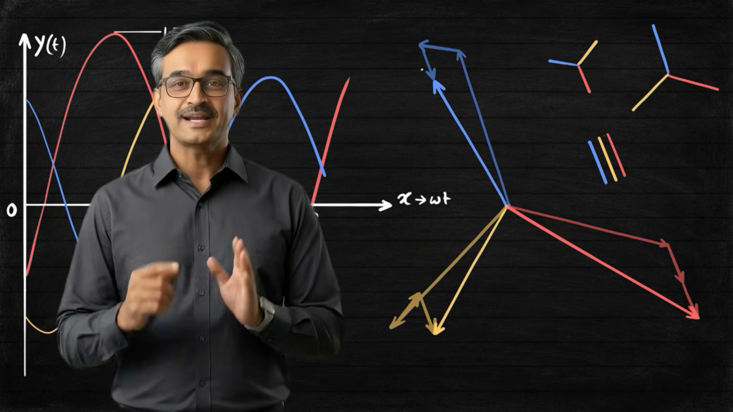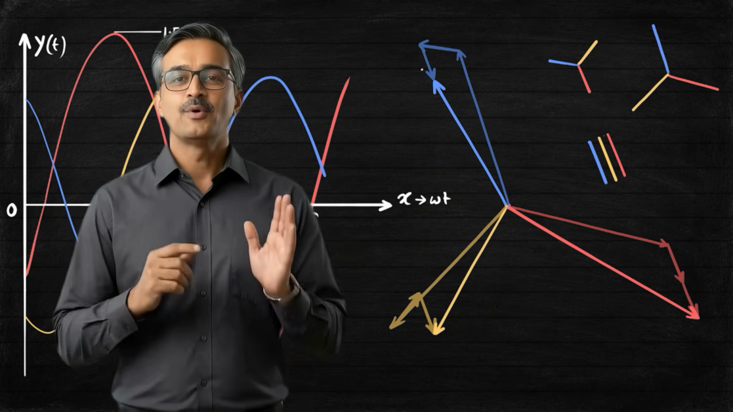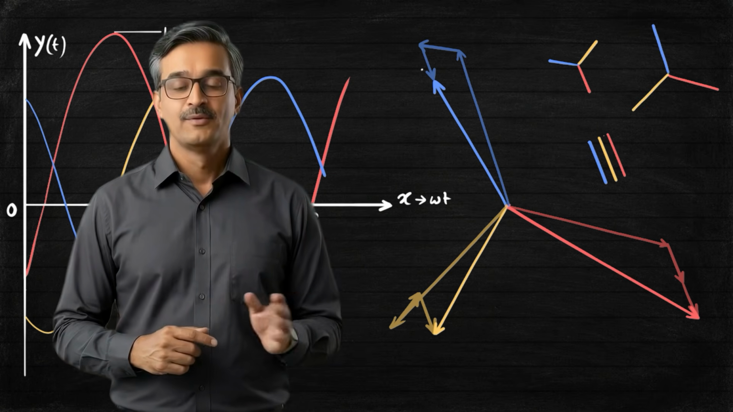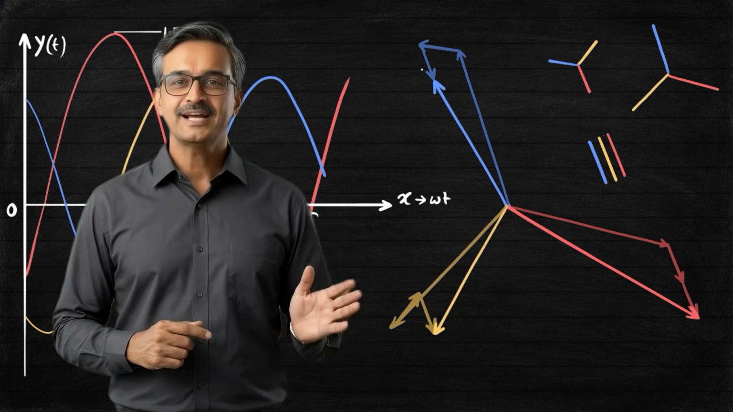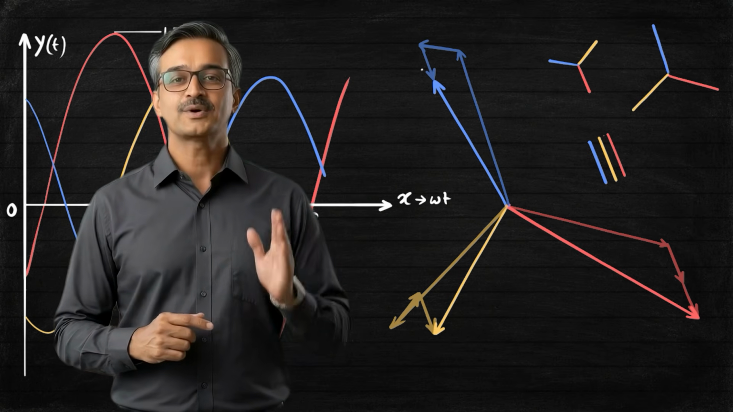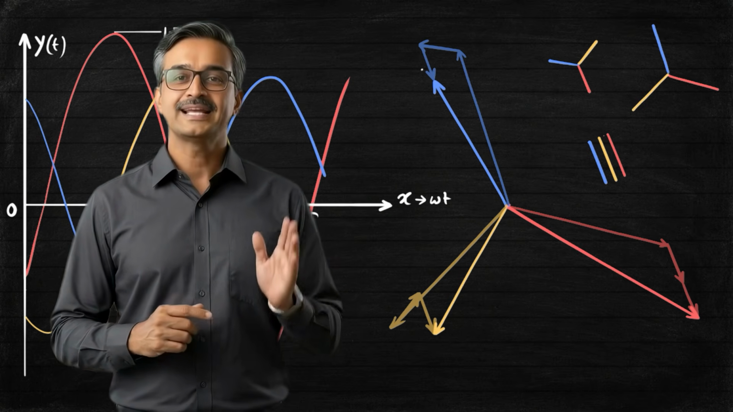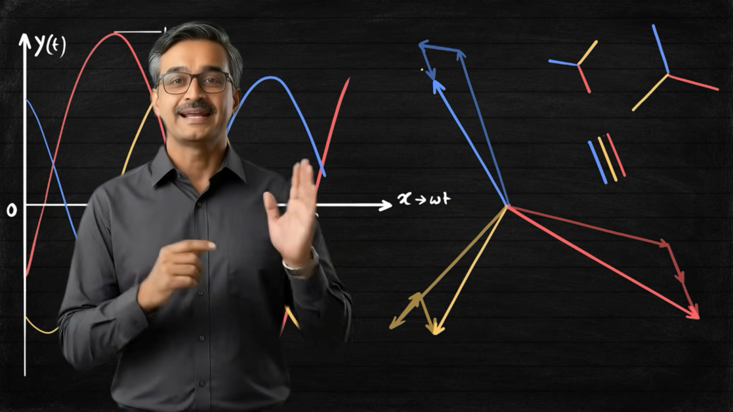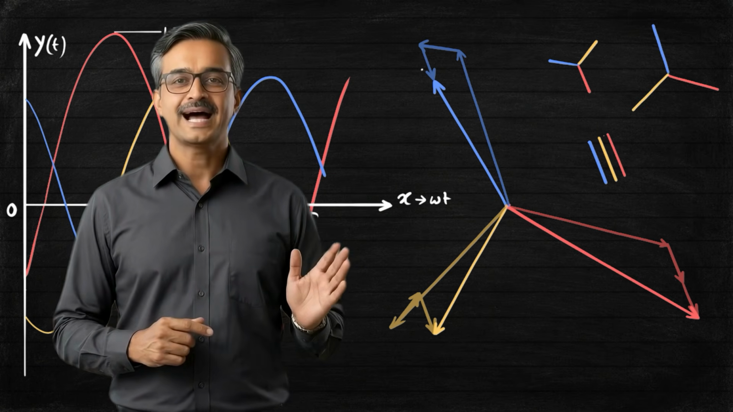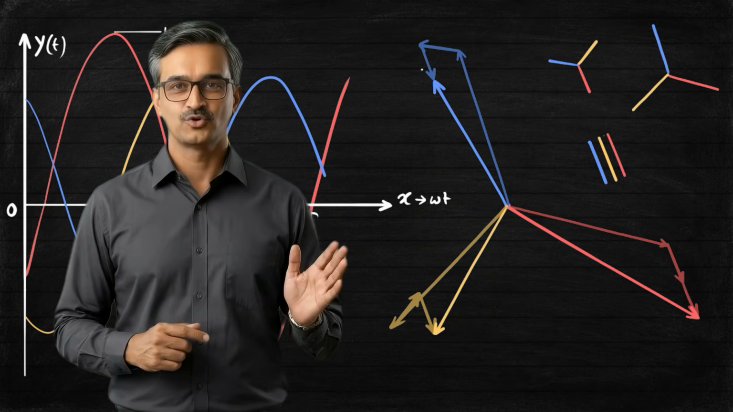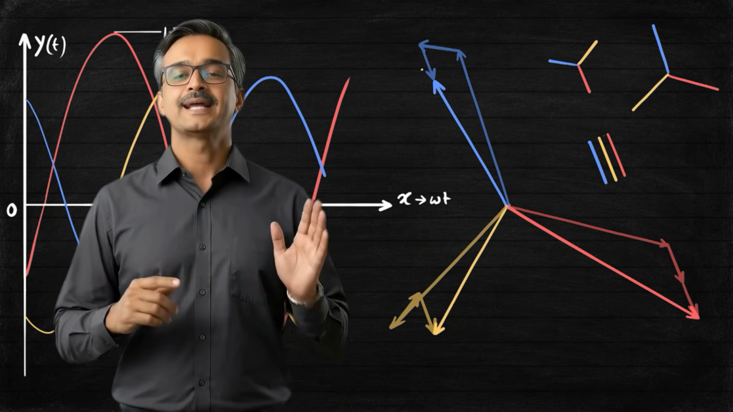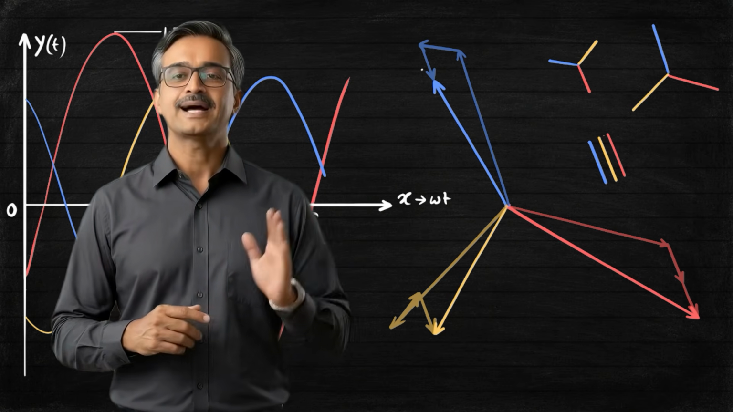Similarly, if we put an ammeter in the yellow phase, it will measure the actual yellow phase current. And that current is the vector sum of the positive sequence yellow phase current, the negative sequence yellow phase current, and the zero sequence yellow phase current. In the same way, the actual blue phase current in the blue phase network will be the vector sum of the positive, negative, and zero sequence blue phase currents.